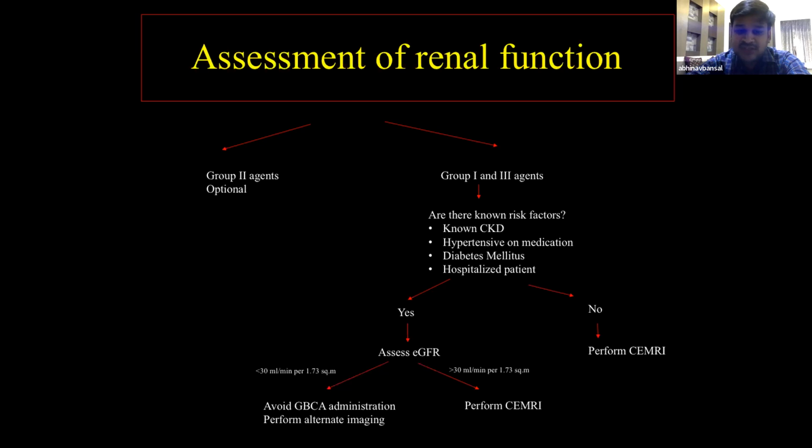And in patients who have GFR less than 30 ml per minute, it is better to avoid administration of group 1 and 3 agents and perform any alternative imaging if possible. Or if at all it is extremely required and the information cannot be obtained by any other alternative study, then group 3 agents are to be preferred over group 1 agents.